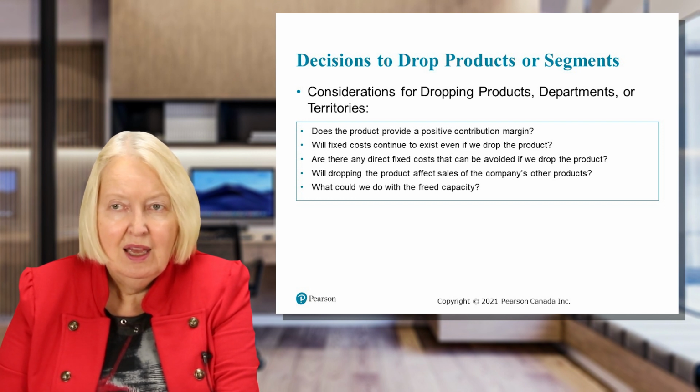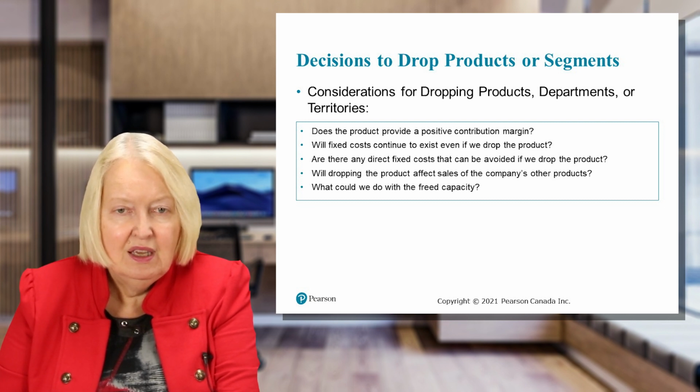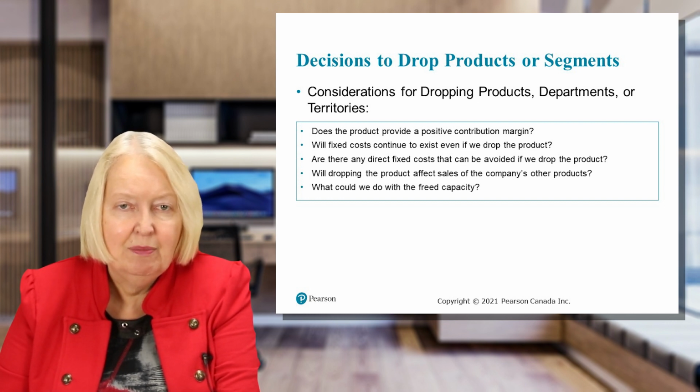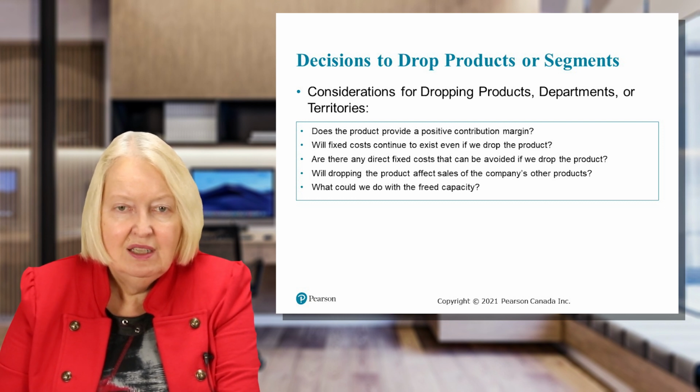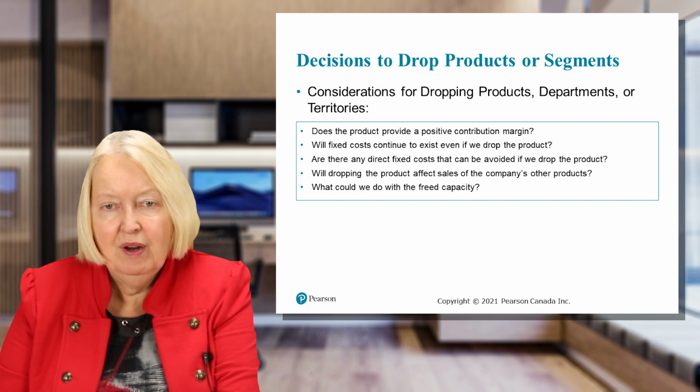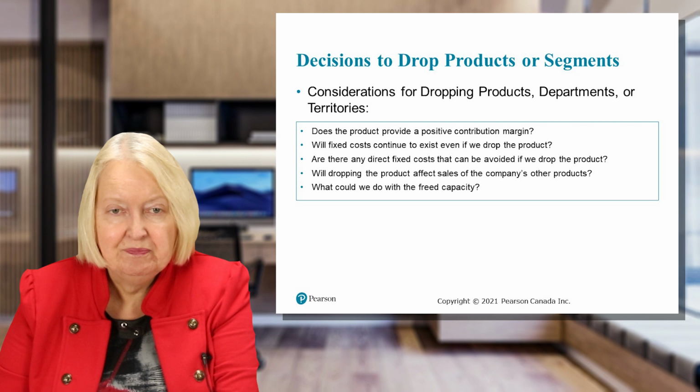So maybe people wouldn't bother to come to your company if you dropped one of the products because they want one-stop shopping. They come and buy both products. And if you decide to drop a particular product or department, what do you do with the freed up capacity? Is there a way to utilize that?